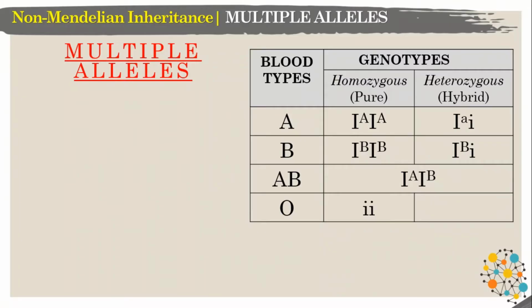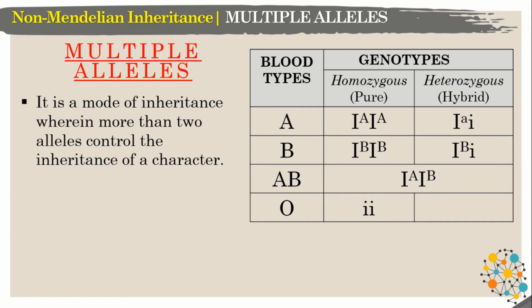Okay, next. Non-Mendelian mode of inheritance, this time multiple alleles. Let us continue. Multiple alleles, from the word itself, multiple. This is a mode of inheritance wherein more than 2 alleles control the inheritance of the character. The best example of this is our blood type. These are different formations of the alleles. So you have blood type A, B, AB, and O. So we have multiple alleles here.